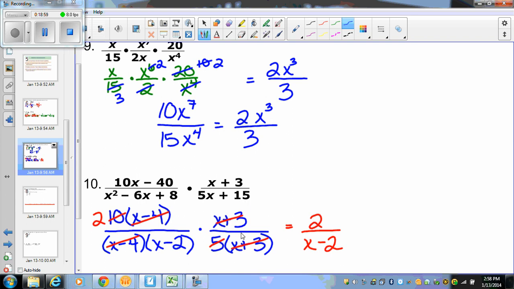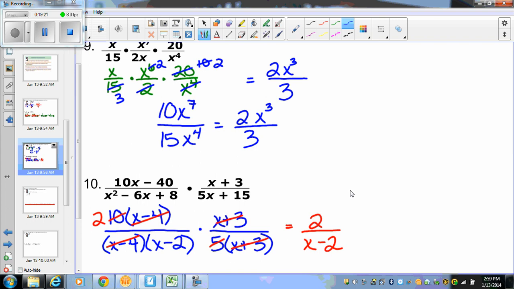So I was able to cancel out x plus 3's, x minus 4's, and 5 goes into 10 with 2 left over. So in the numerator, the only thing I even had was that 2, and in the denominator, the only thing I had was x minus 2. So all that junk, when I multiply it out, I end up with 2 over x minus 2.